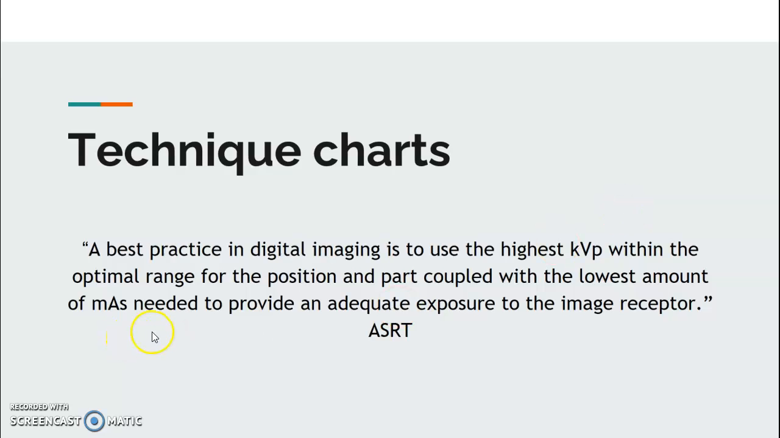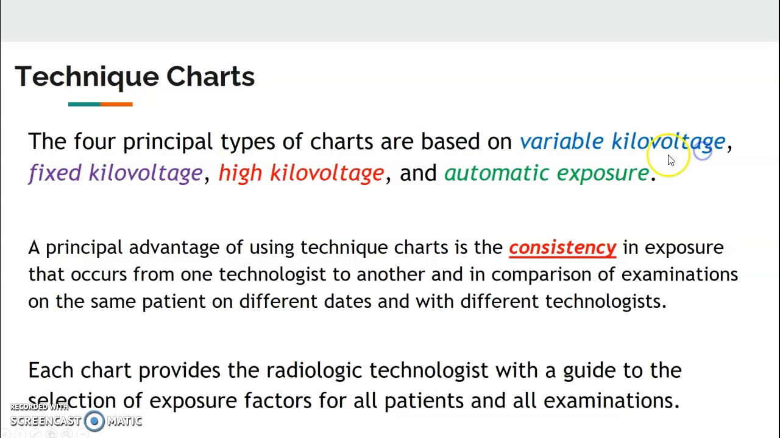This is just a quote I like from ASRT, but it talks about the best practice in digital imaging, which is using the highest kVp with the lowest amount of mAs, and you guys know that and you've seen that in your clinical experiences. So there are 4 types of charts that are based on either variable kVp, fixed kVp, high kVp, or automatic exposure. And the primary advantage of using technique charts is consistency.